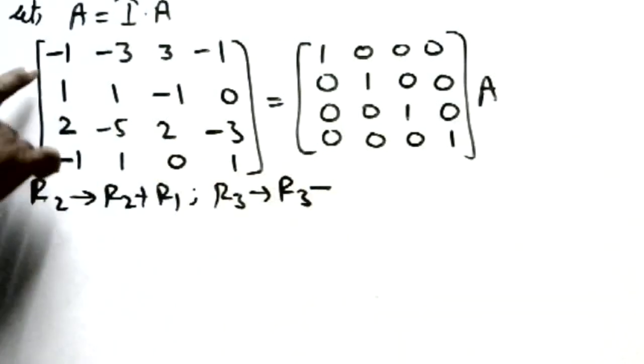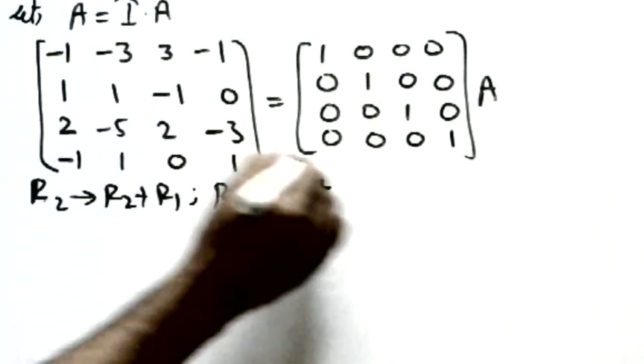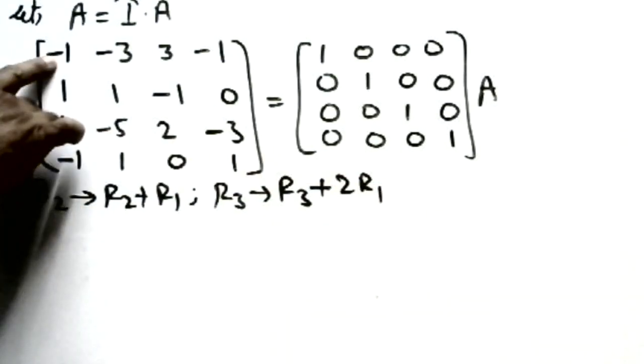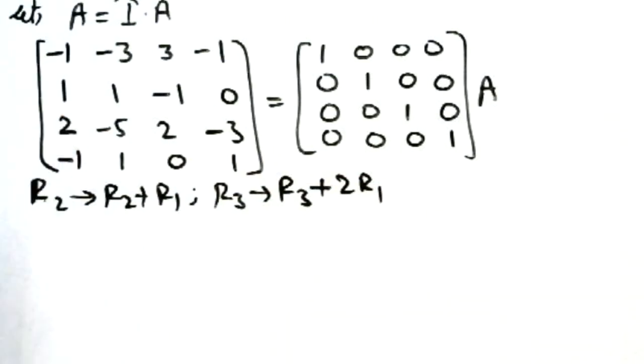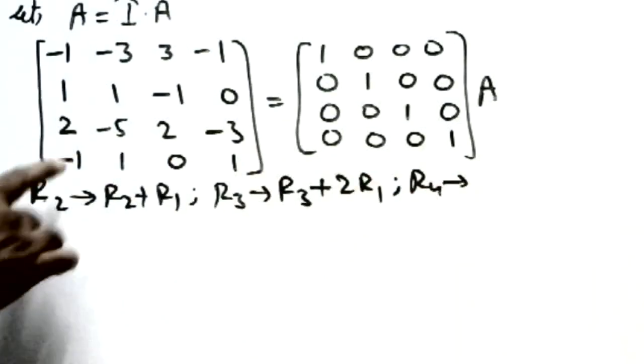Don't write minus in between, because if we write R3 minus, then minus of minus will become plus. So write plus, multiplied with this 2, 2 R1. R3 plus 2 R1 into minus: -2 plus 2 will become 0. Now lastly, R4.